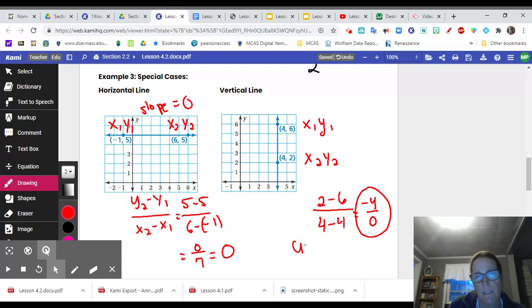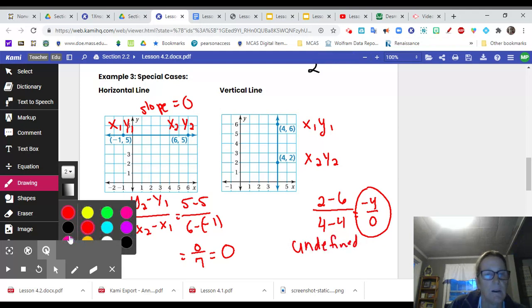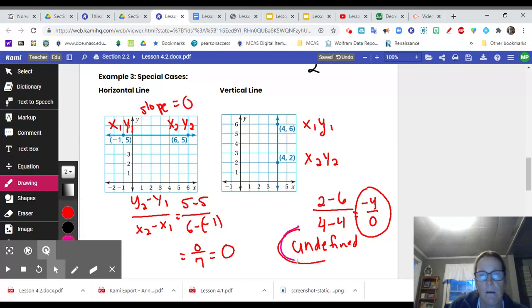An error message. This is called undefined. Grab a different color. Whoops, I didn't grab the different color. Undefined. And understanding the difference is very important, because if you're trying to describe a line and you say it has 0 slope, this is what it means. It's flat, it's straight across. There's no y change whatsoever. If you say the slope is undefined, what you're saying is the x value is fixed and the y is going up and down.